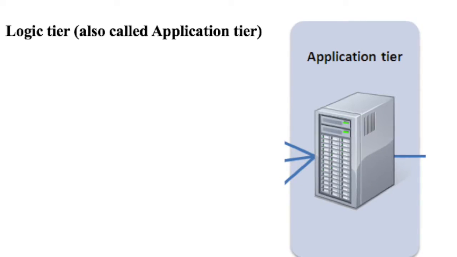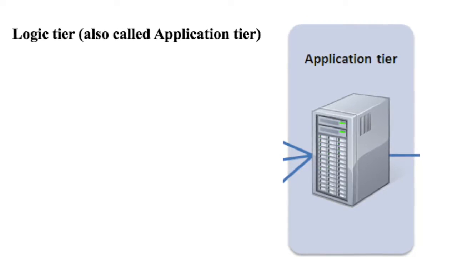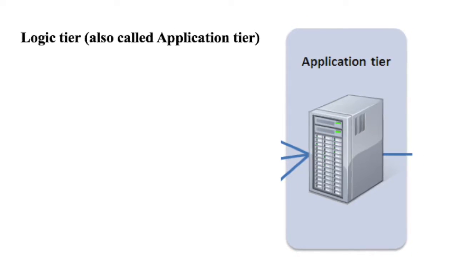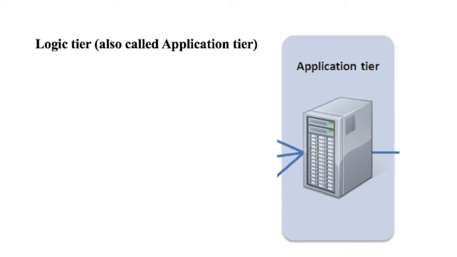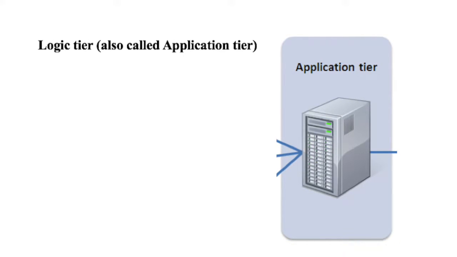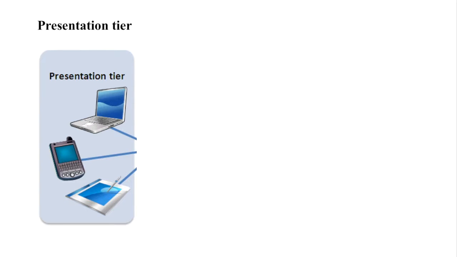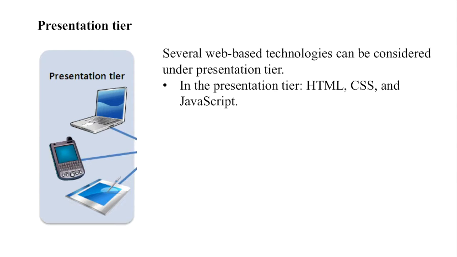The logic tier coordinates the application, processes commands, makes logical decisions and evaluations, and performs calculations. It also moves and processes data between the 2 surrounding layers. The topmost level of the application is the user interface. The main function of the user interface is to translate tasks and results to something the user can understand. Several web-based technologies can be considered under the presentation tier.